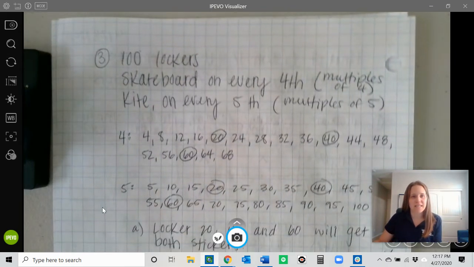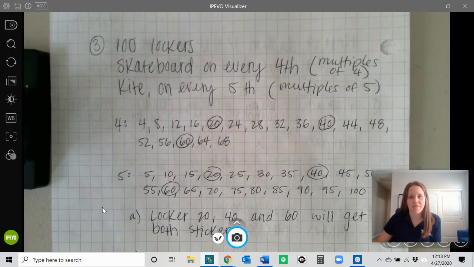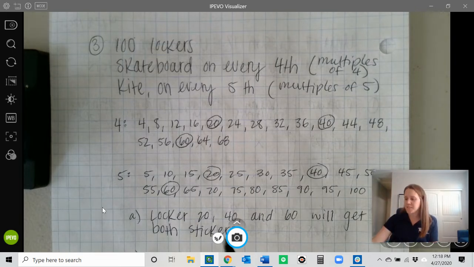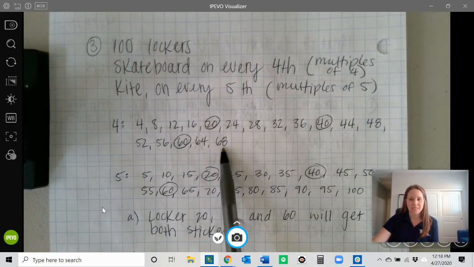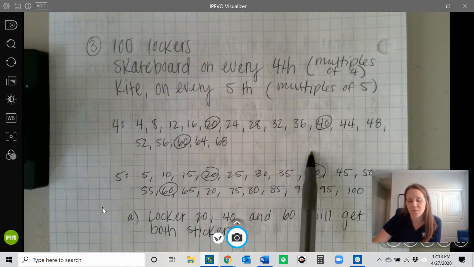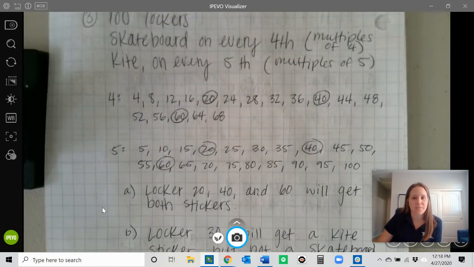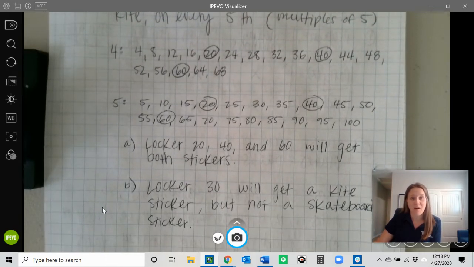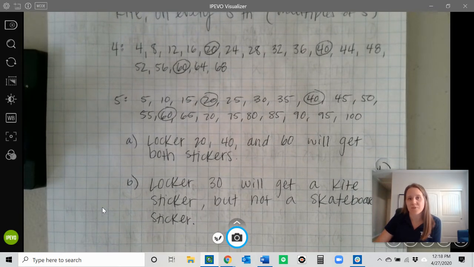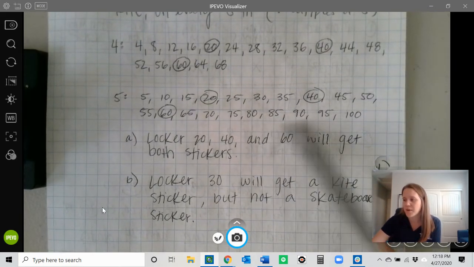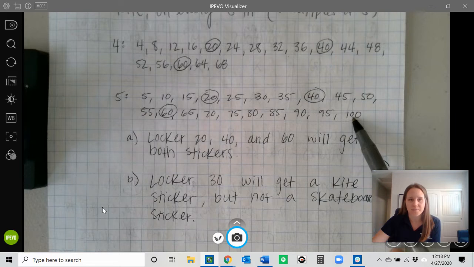All right, so I went ahead and skip counted by 4s and by 5s. I stopped in my list for 4. I stopped at 68 because I could have continued all the way until 100 lockers, but I thought, I bet that there's enough multiples here to get me started at least. When I skip counted by 5s, that one was really easy. We always practice skip counting by 5s in elementary school, so it was super quick. And I went all the way to 100 lockers.